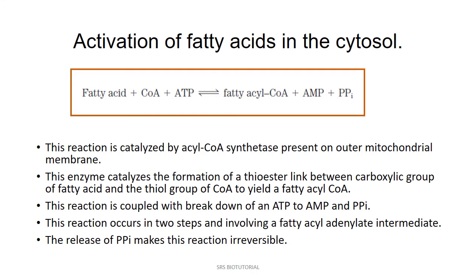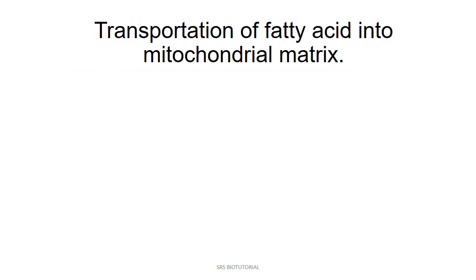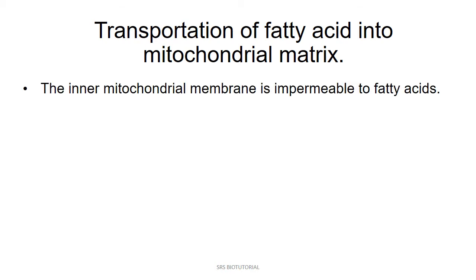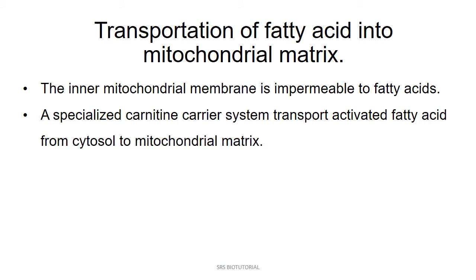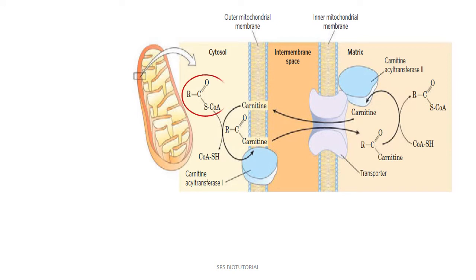The second stage is transportation of fatty acid into the mitochondrial matrix. The inner mitochondrial membrane is impermeable to fatty acid. A specialized carnitine carrier system transports activated fatty acid from the cytosol to the mitochondrial matrix. The fatty acyl coenzyme A reacts with the hydroxyl group of carnitine to form fatty acyl carnitine. This transesterification is catalyzed by carnitine acyl transferase 1 present in the outer membrane of mitochondria.